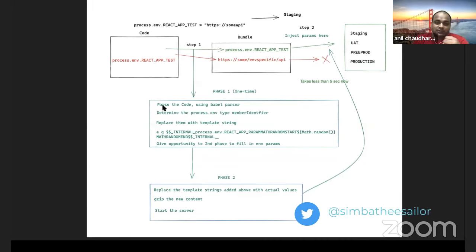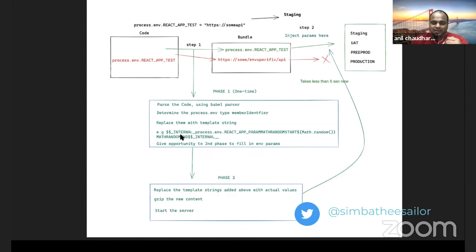So in the first step, I'll be parsing the code with Babel parser. Why am I doing it with the Babel parser? Because I have to be precise that I am replacing the correct variables. I'm not replacing any string like process.env something. I am actually replacing member identifiers or variables. That gives you the confidence that you are replacing it at the correct place. Process.env is a member identifier type of node in the AST that you can identify, and then you replace it with a template string.